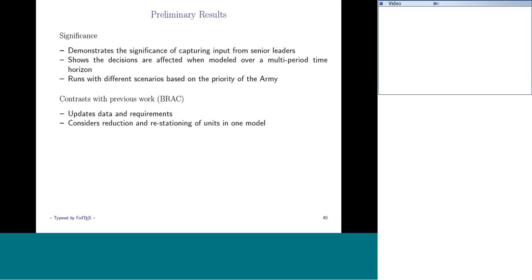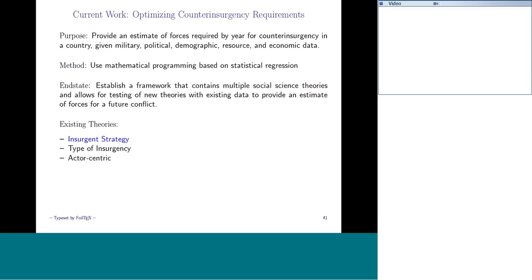All right, so I have just one final model. It's another Army model. So we had an Air Force model and two Army models here. This one, we were just at the Pentagon Center for Army Analysis talking about it. It's actually a combination of a statistical analysis and an optimization model. The idea is we want to provide an estimate of the number of forces required by year for counterinsurgency in a specific country, given the military, political, demographic, resources available and economic climate. So we want to establish a framework.